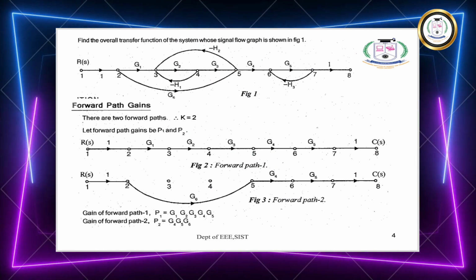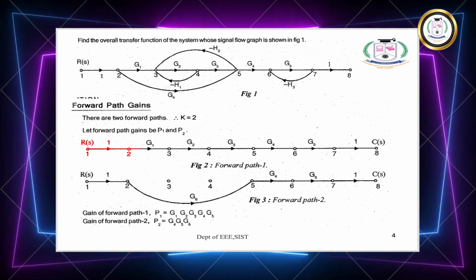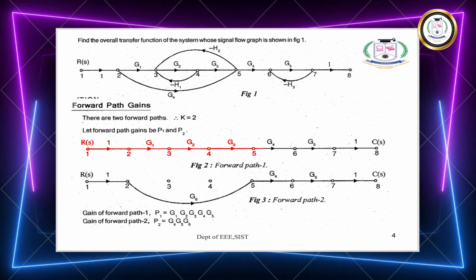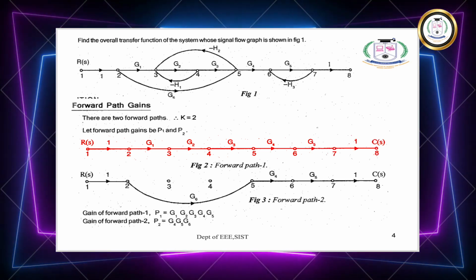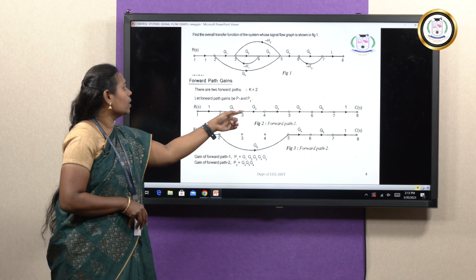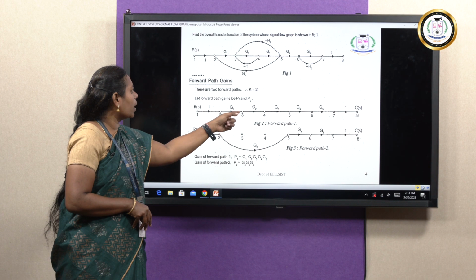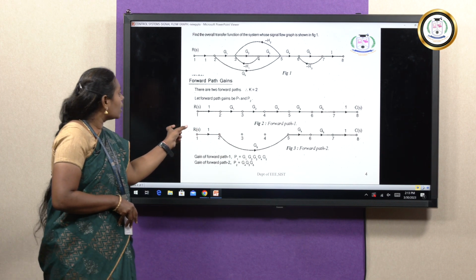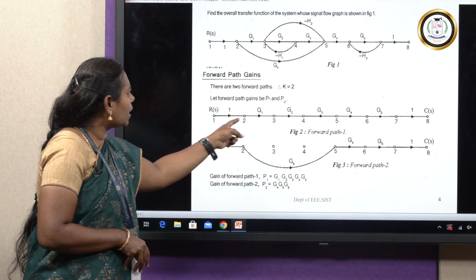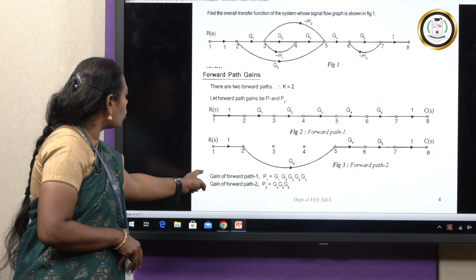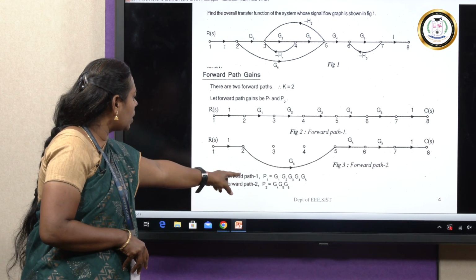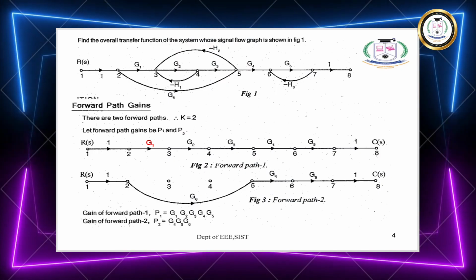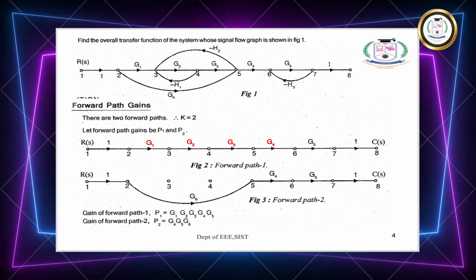The first forward path starts from node 1, 2, 3, 4, 5, 6, 7 and 8. This is your first forward path. So take this first forward path and calculate its gain. Calculating the gain means multiplying all the gains in the first forward path. So the gain of the first forward path, P1, will be equal to G1, G2, G3, G4, G5.